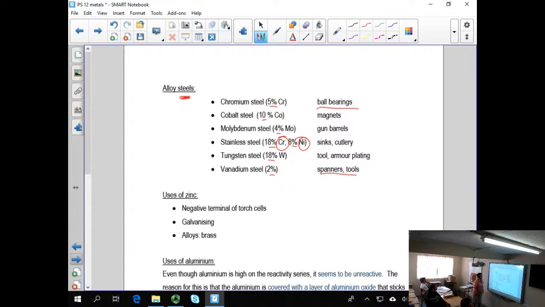Tungsten contains W, element W. Tungsten has two names, also known as wolfram. That's why its symbol is W. We refer to it as tungsten.